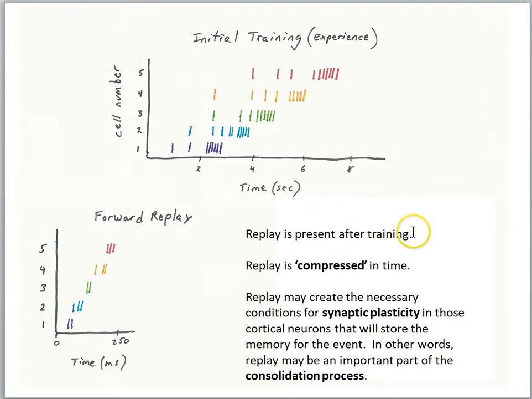So the animal might just be resting a moment after it made it through the environment, and they recorded, notice the time scale here, 250 milliseconds versus 8 seconds here that it took to initially go through the environment. But we see the same pattern, cell 1, 2, 3, 4, and 5, just as we did in the original exploration of the environment. So we have a replay of the sequence of place cells. It's compressed in time. And scientists suspect that the replay may create the necessary conditions for synaptic plasticity in those cortical neurons that will store the memory for the event. In other words, the replay may be an important part of the consolidation process.